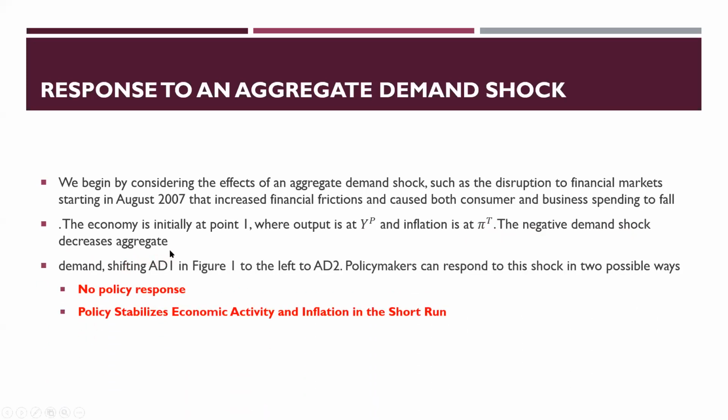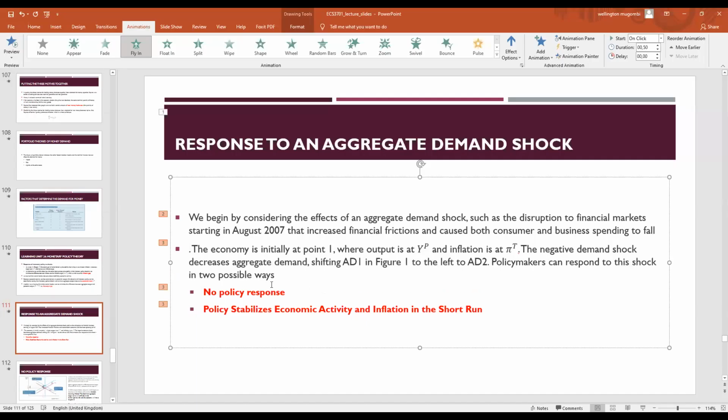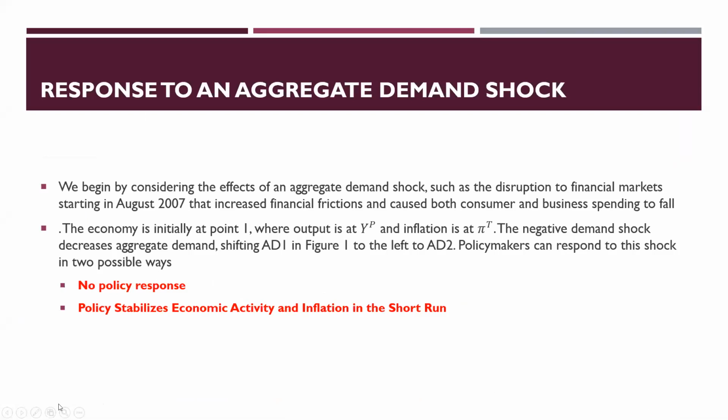So this is what we are saying here: let's assume that the economy was operating at point number 1, where output is at its potential level and inflation is at its target level. Then the negative demand shock decreases aggregate demand, shifting aggregate demand 1 in figure 1 to the left to aggregate demand 2. Policymakers can respond to this shock in 2 possible ways.